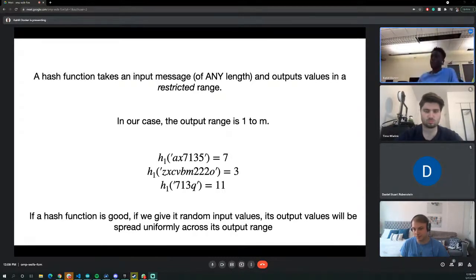You've probably heard of them before. But here's the key thing with hash functions. There are plenty of ways to implement a hash function, but a good hash function is essentially appropriately random. If we give it random input values, its output should be uniformly spread across its output range. It shouldn't come up 7 much more often than it comes up 3. It should be spread across 1 to M pretty evenly. Good hash functions are easy to find, and pretty much all the popular ones you've heard of are good enough. That's a property of good hash functions.